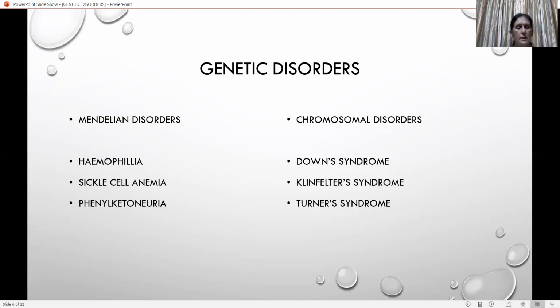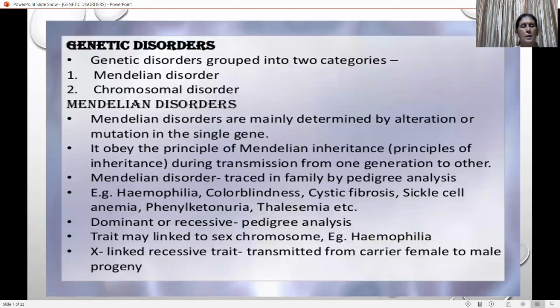Mendelian disorders may be hemophilia, sickle cell anemia, and phenylketonuria. And chromosomal disorders are like Down syndrome. That means they differ in their total chromosome number. Examples are Down syndrome, Klinefelter syndrome, and Turner's syndrome. First, we are going to discuss Mendelian disorders. Genetic disorders, here is the definition. Genetic disorders are due to increase or deletion or insertion of genes or changes in the chromosome number, and they are of two types, Mendelian and chromosomal disorders.